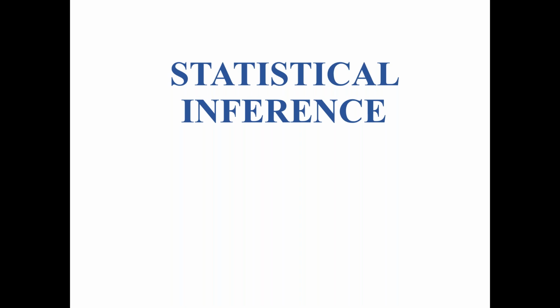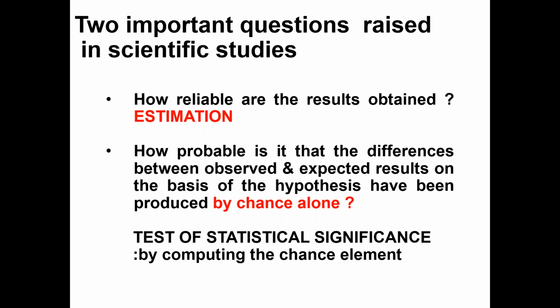So now, coming to the different aspects of this statistical inference, there are two important questions which are raised in the scientific studies. How reliable are the results obtained, whether it is just an estimate or whether it is likely to be true with what is actually occurring in nature. And second one is, how probable is it that the differences between the observed and expected results on the basis of the hypothesis have been produced by chance alone? Okay, please remember this. So the probability.